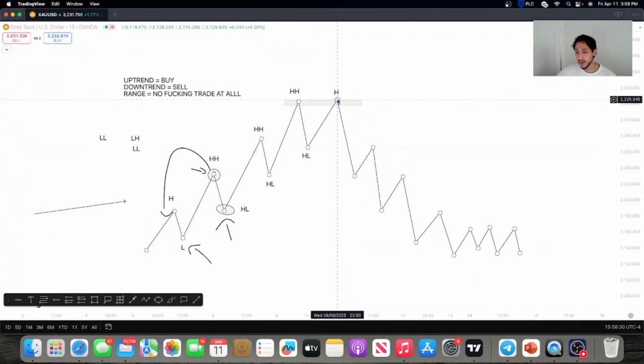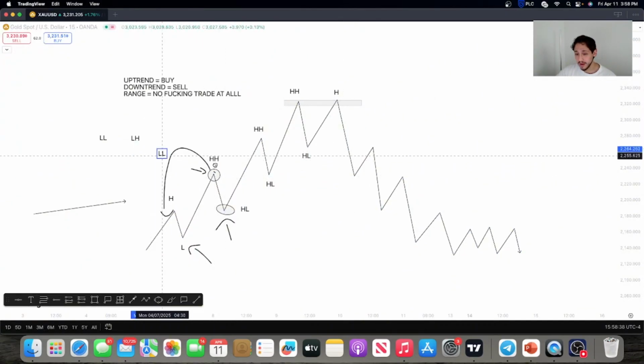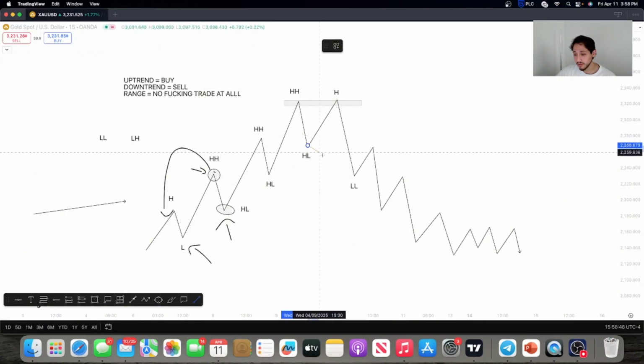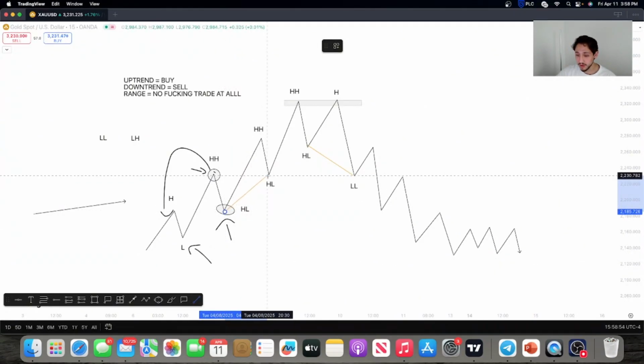Now, what do we have here? We break under. Is this going to be a higher low, lower low, or a low? This point over here is going to be considered as a lower low. Why? Because this low over here is lower than the previous lows, right? And this one over here is considered as a higher low because this low is higher than the previous low.